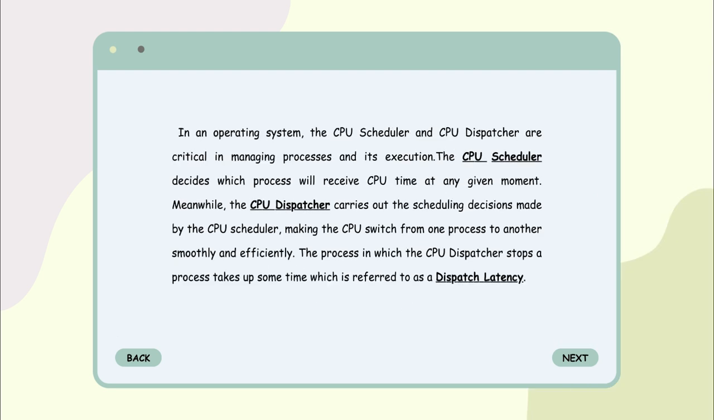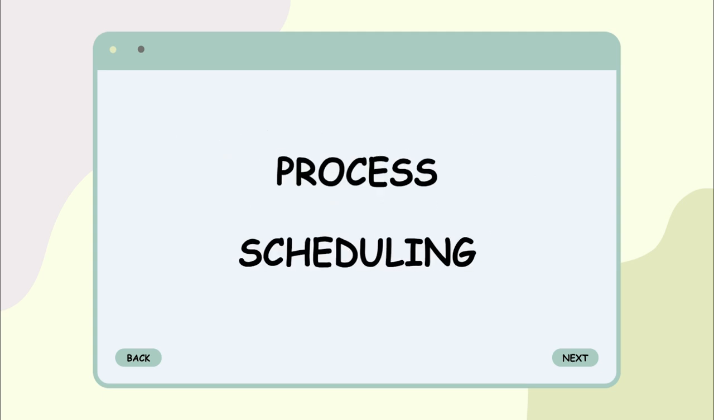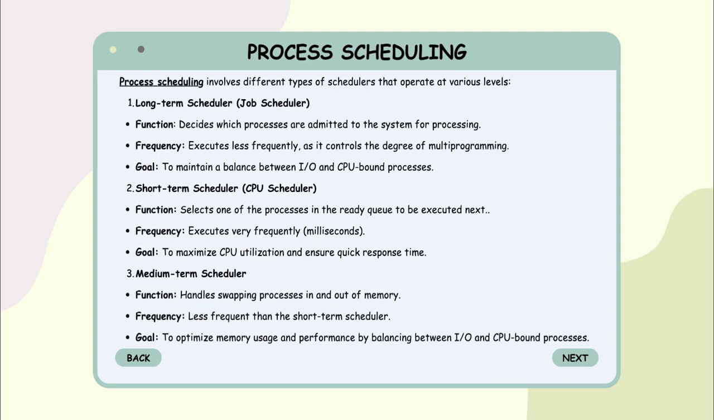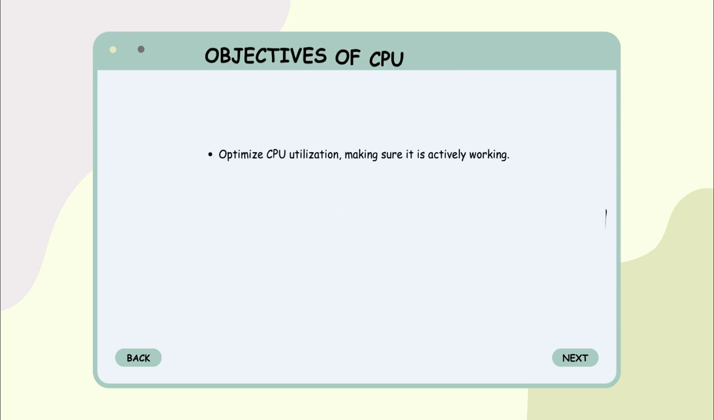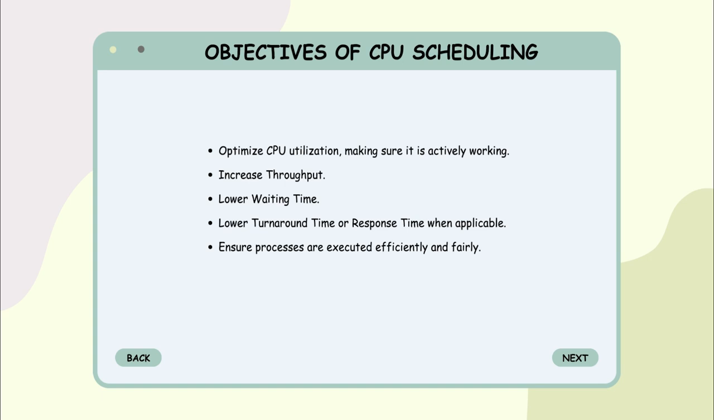All of these are handled by the CPU scheduler and dispatcher, serving as vital parts of our operating systems since it is the one that manages the execution of processes. The scheduler decides what process should receive CPU time, then the dispatcher carries this out while also ensuring smooth transitions. In addition to this, schedulers have three types which are as follows. Long-term schedulers decide which process enters the system, short-term is for choosing which process is next, and medium-term for swapping processes. This brings us to the goals of CPU scheduling, which is to maximize CPU utilization, to increase throughput, to reduce waiting, turnaround, and response time, and to ensure fair and efficient process execution.